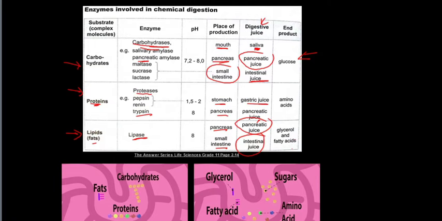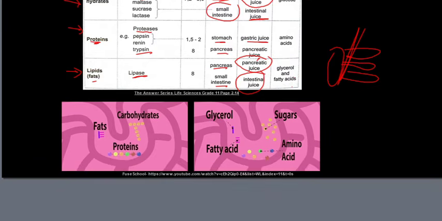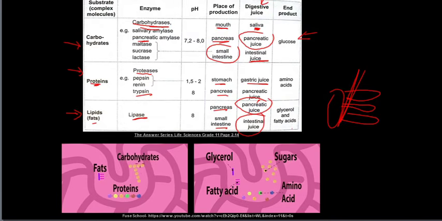Remember, when we look at a fat, you've got the glycerol, and then you've got those 3 fatty acids that are attached to that glycerol. So we're just literally breaking them apart with lipase. Then I just got a little diagram here, or a little picture representation.